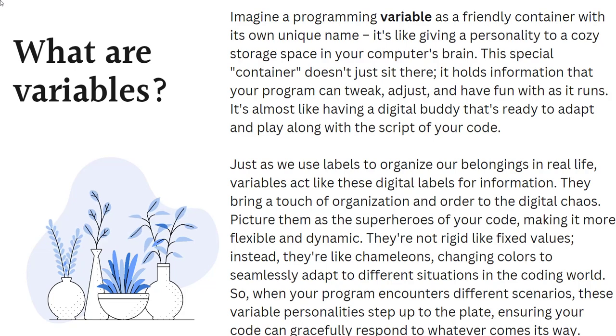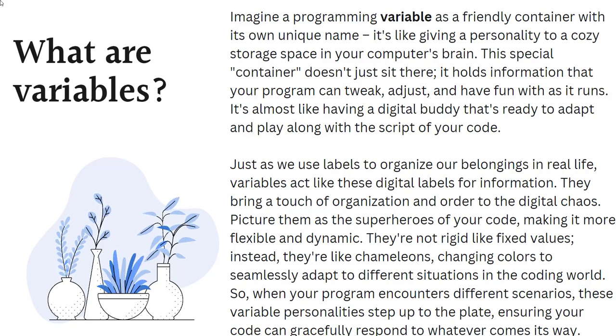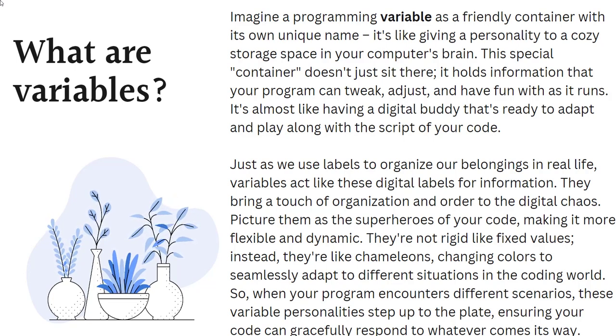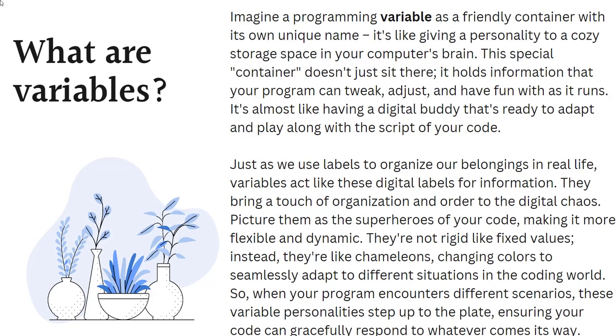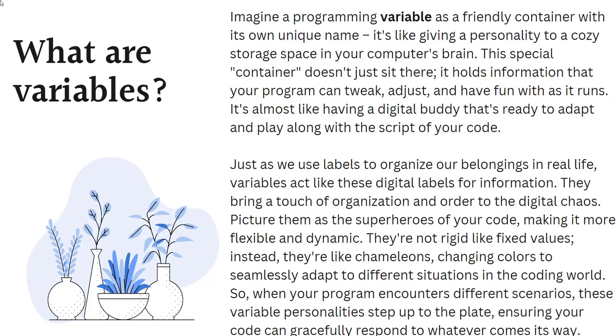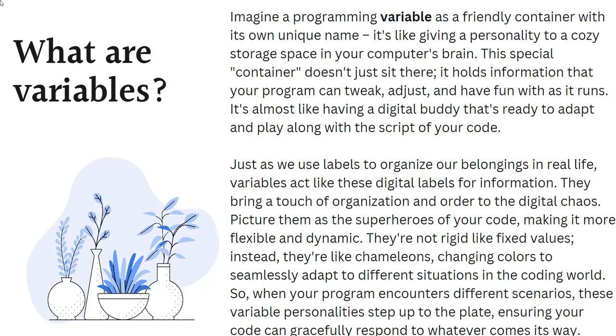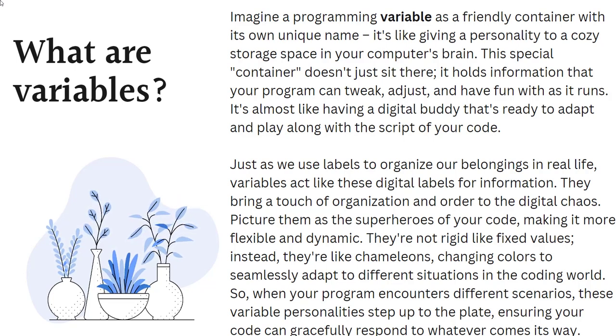So they're like containers which have labels, which have a name. Just as we use labels to organize our belongings in real life, variables act like digital labels for information. They bring a touch of organization and order to the digital chaos. You can picture them as the superheroes of your code, making it more flexible and dynamic. They're not rigid like fixed values. Instead, they're like chameleons, changing color to seamlessly adapt to different situations in the coding world. So, when your program encounters different scenarios, these variable personalities step up to the plate, ensuring that your code can gracefully respond to whatever comes in its way.